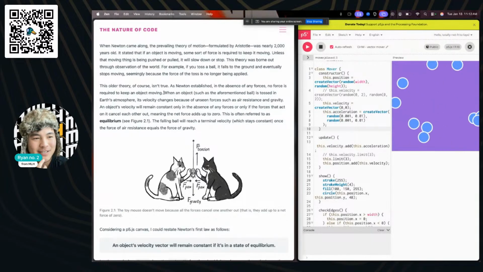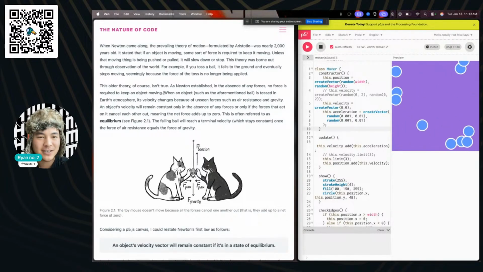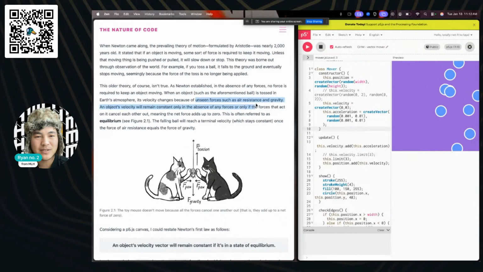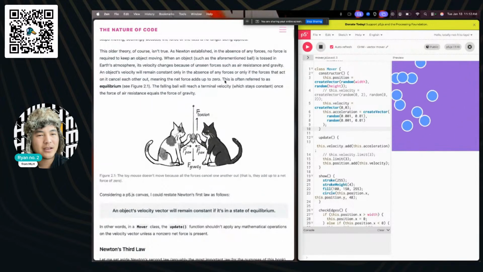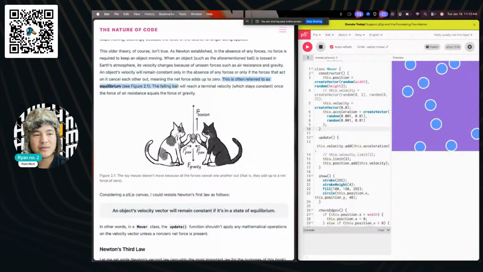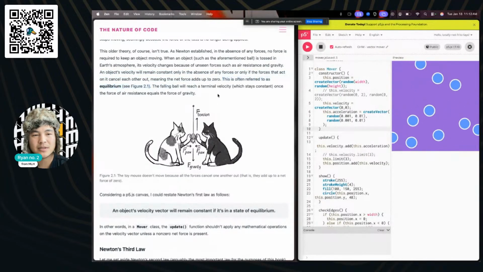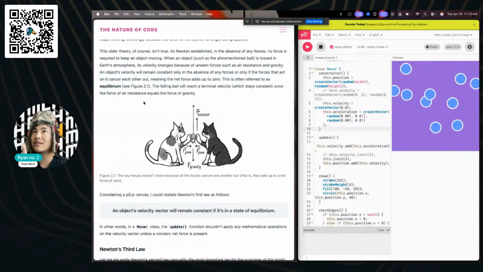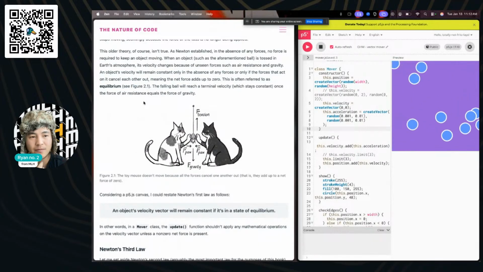When an object is tossed in the atmosphere, its velocity changes because of unseen forces like air resistance and gravity, which slow things down. When an object's velocity stays constant because there are no other forces, meaning the net force adds up to 0, this is referred to as equilibrium. So that means it is continuing to stay at the same velocity.